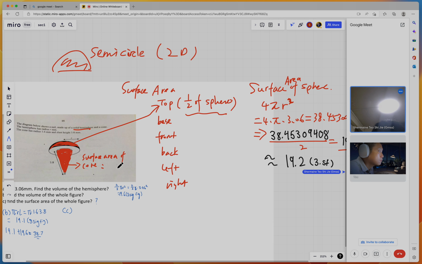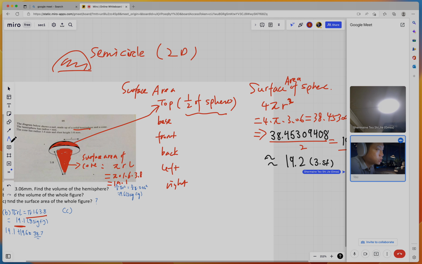Pi RL. Yep, pi RL, which I saw here. So it's pi times 1.6 times 3.8. So 3 significant figures. Okay, you are not supposed to give the 3 significant figures without writing down the original one, but I just take it as it is first, okay? So it's 19.1. So which other surface have we overlooked or not done yet in the figure?